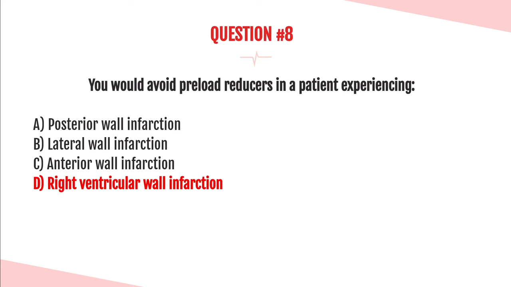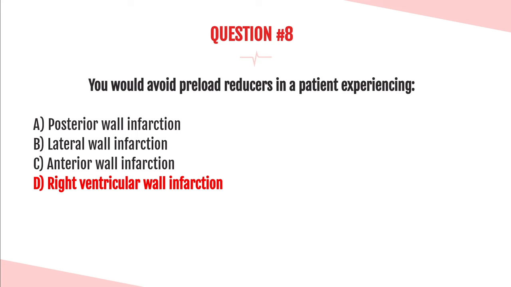You want to avoid preload reducers such as nitrates, diuretics, and morphine in people with right ventricular infarctions because they are preload dependent. If you don't know about this, watch the cardiology lecture that I have. That will give you a little bit more insight into this.